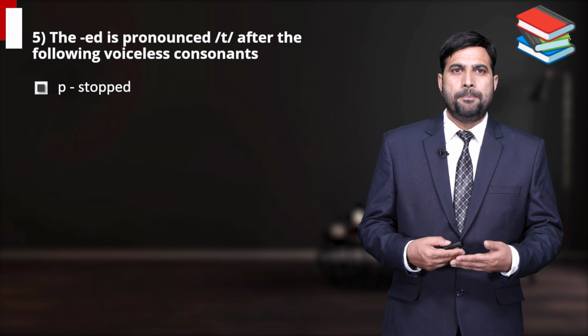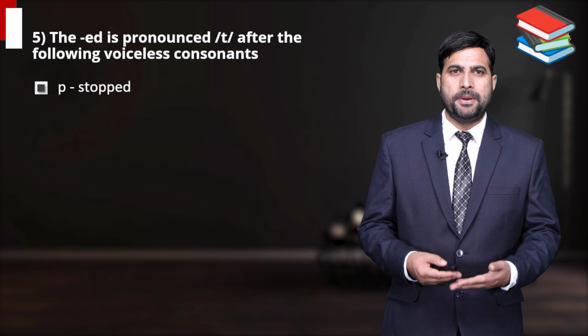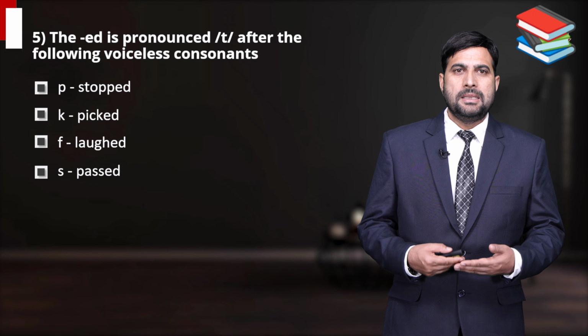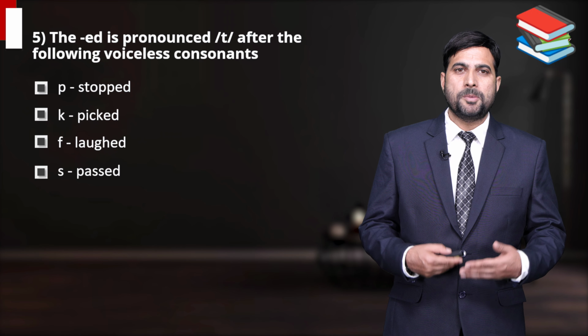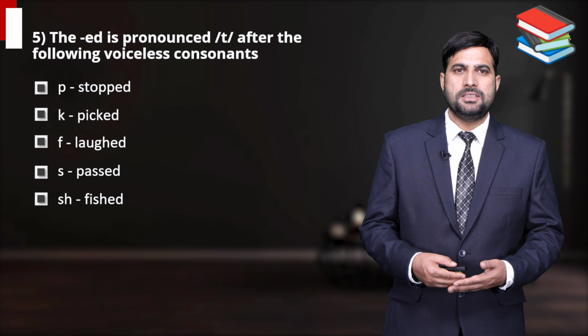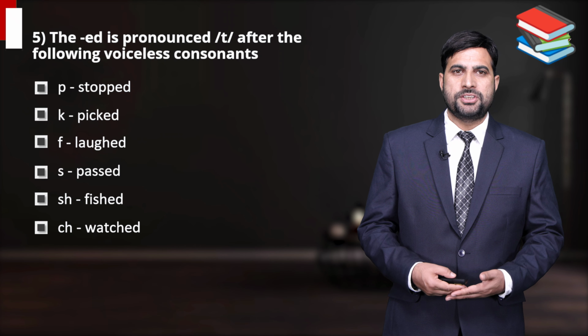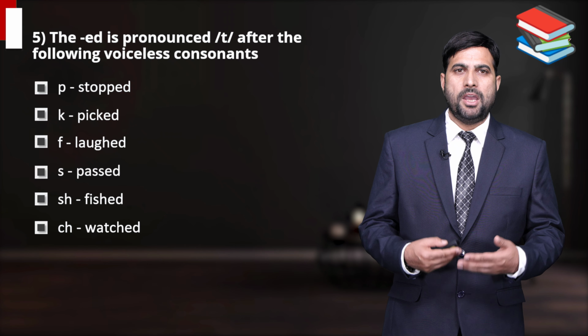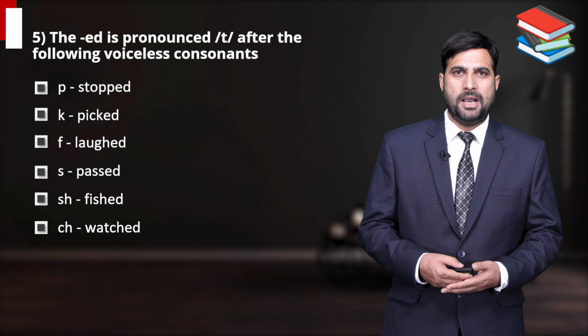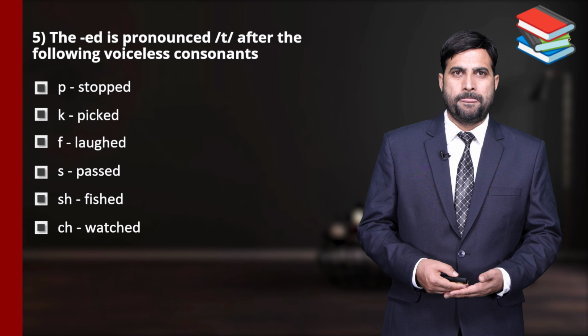For example, p, stopped. It is not stopped with a d sound, it's stopped, because at the end you should pronounce it as t. Similarly, k, it is picked. F, laughed. Passed, it is passed. Similarly, sh sound, it is fished. And ch, which is watched. So remember, all these consonant sounds, when we add ed in order to make them past, pronounce them as t.